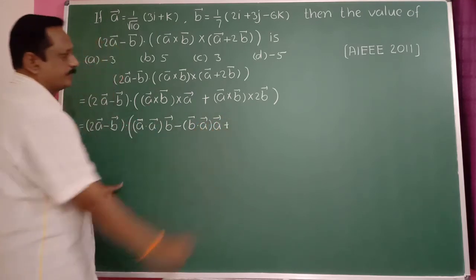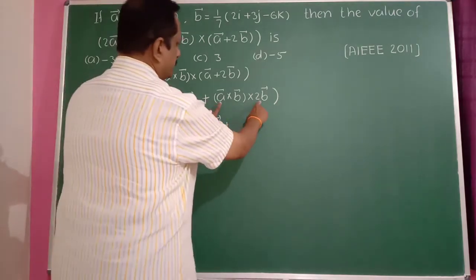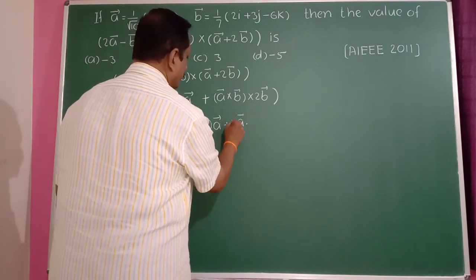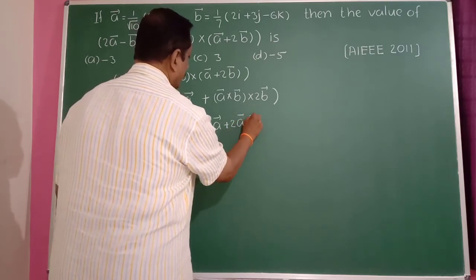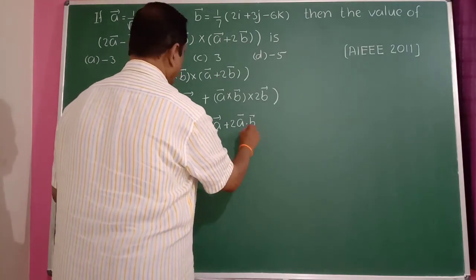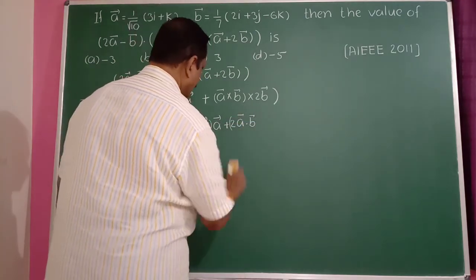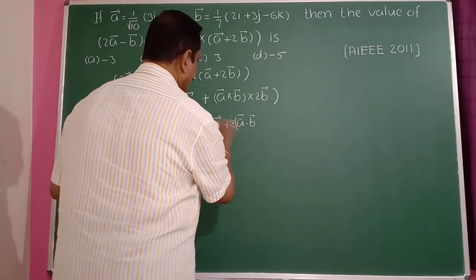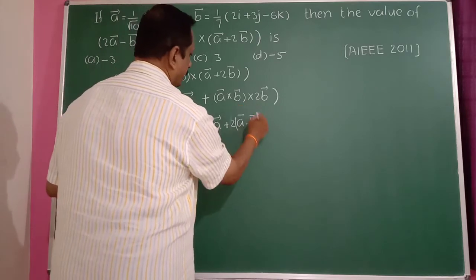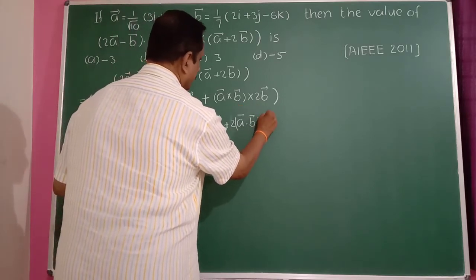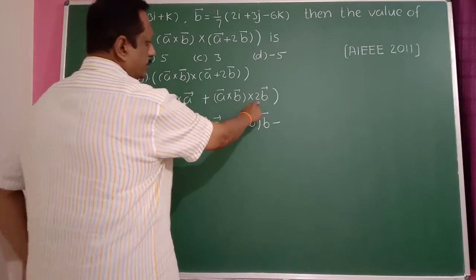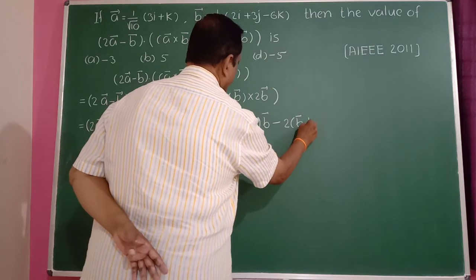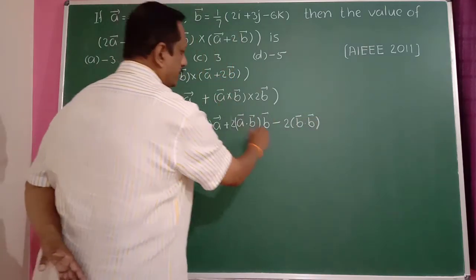Then plus, this dot of this here. Therefore a bar dot of 2 into b bar. 2 is a constant here. 2 a bar dot of b bar, then into bracket, into vector b bar, minus of this dot of this here. 2 into b bar dot b bar into this vector a bar.